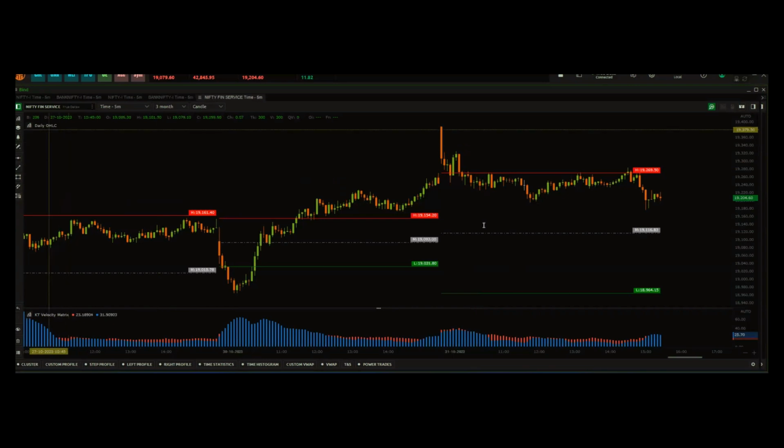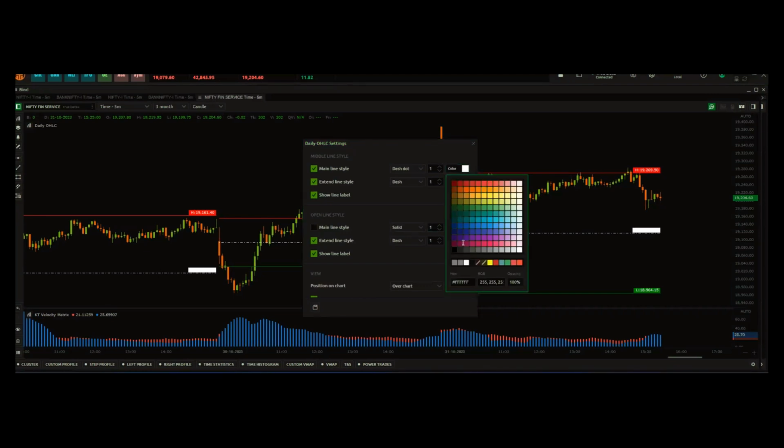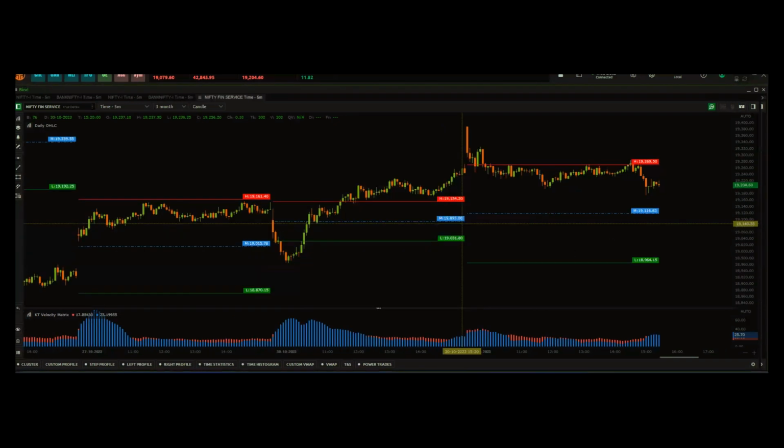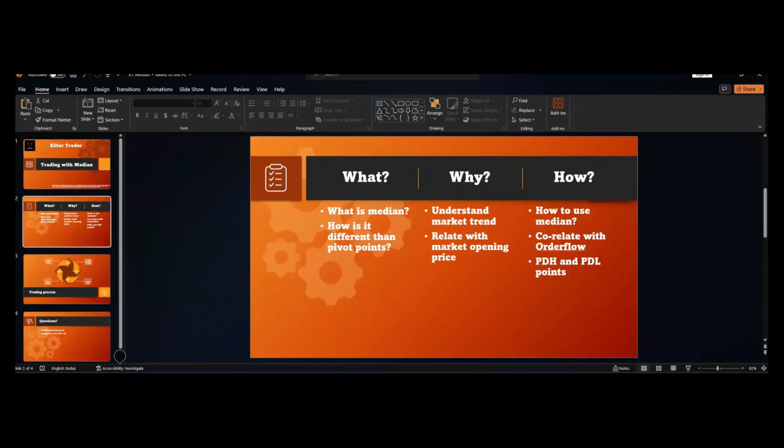Let me change the color. Here it is. So now we are seeing that the blue line is the median line. So every day when the markets are opening, once you plot the median, now that you have understood what a median is, basically open plus high plus low plus close divided by 4 is how your median is calculated.